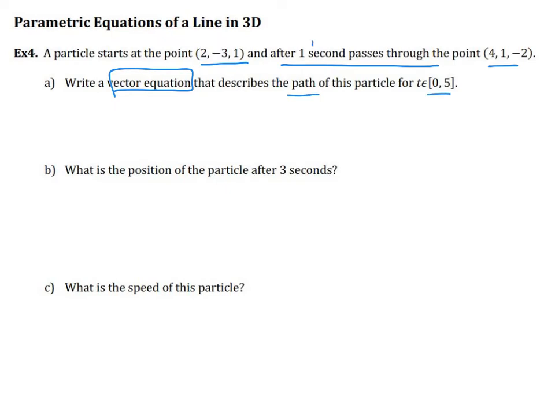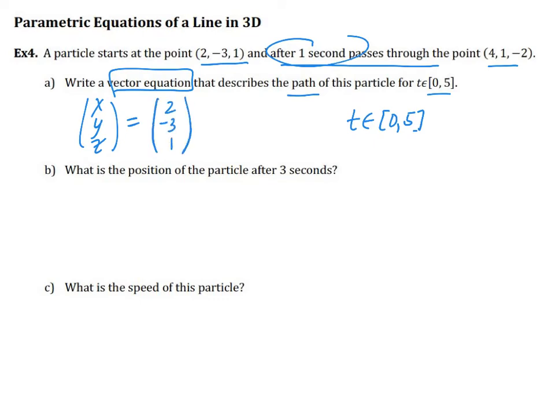Well, this was only what happens after 1 second. We want our parameter to be from 0 to 5, so we're still just going to keep that. And then we have 3 components, so our vector equation is (x, y, z) such that we need our starting point, or initial position, which is (2, -3, 1). And then we need to figure out what our velocity vector is and multiply that by time. So what is our velocity vector?